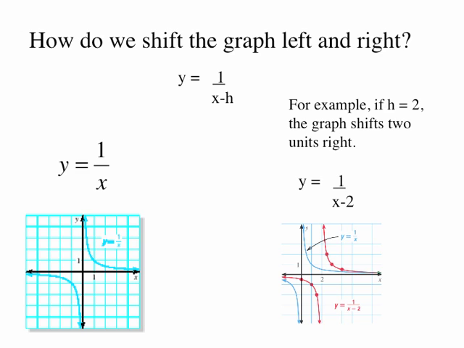Watch your signs in this. Notice that the denominator is x minus 2, and it's tempting to think that because it's minus 2, the graph is going to shift to the left, that is in the negative direction on the x-axis. But look back up at the general form. The general form here is y equals 1 over x minus h. It's minus a constant, and we want to know what is just the constant. In this case, the constant is 2. h is positive 2. So we're shifting the graph 2 units to the right.